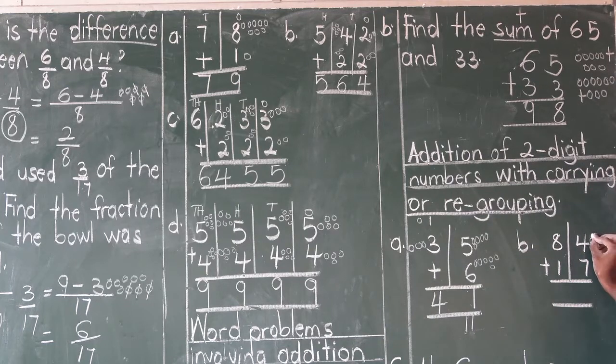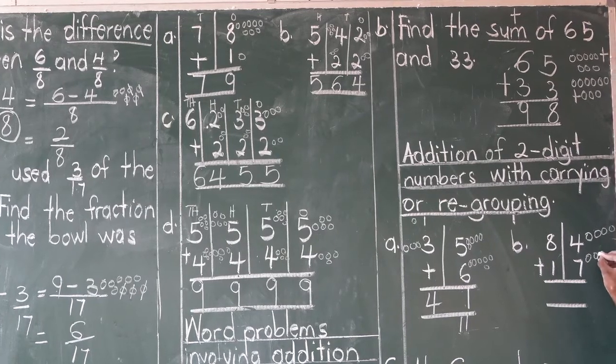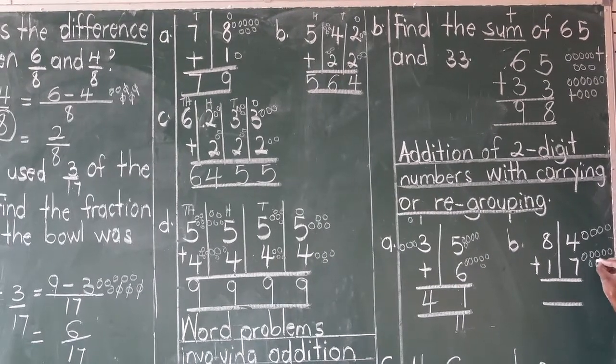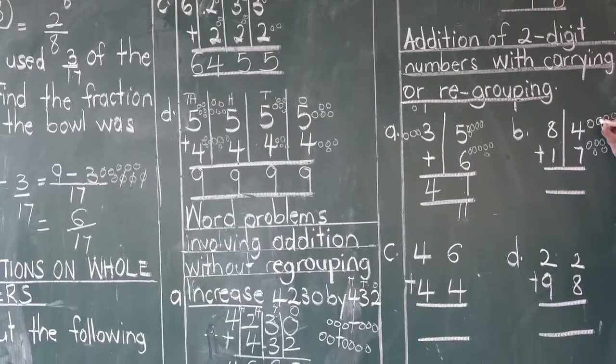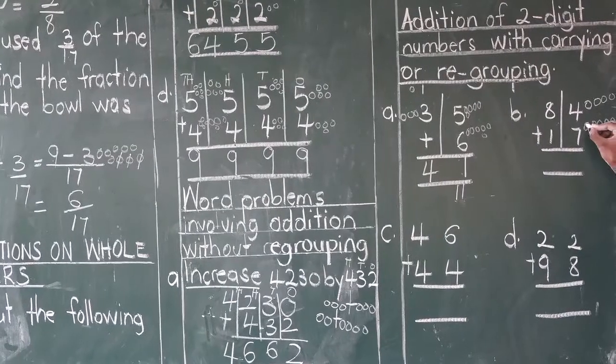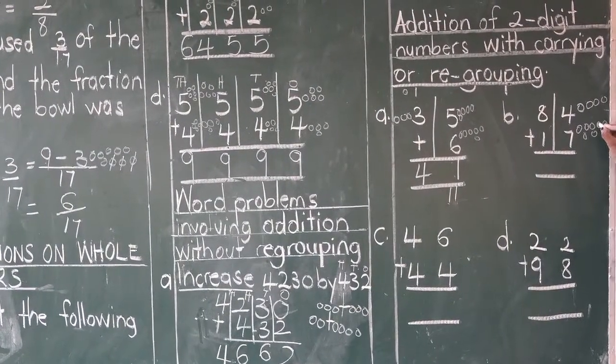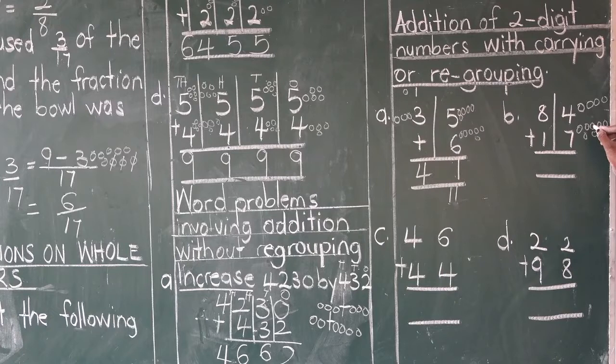Come here, we draw our 4 balls. 1, 2, 3, 4. 1, 2, 3, 4, 5, 6, 7. Now let's put them together. 1, 2, 3, 4, 5, 6, 7, 8, 9, 10, 11.